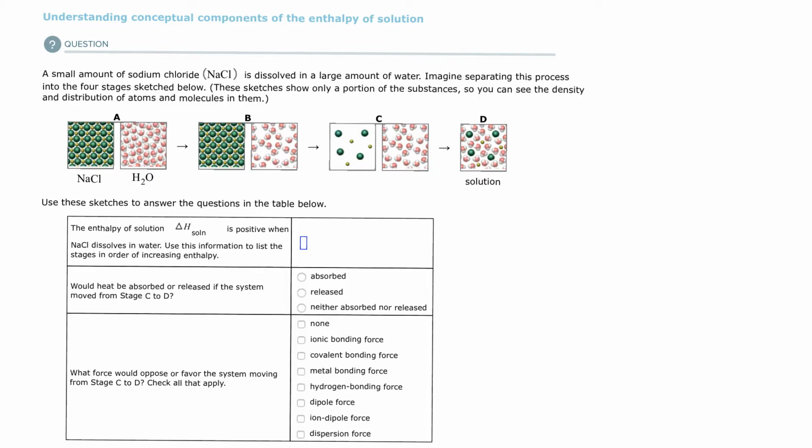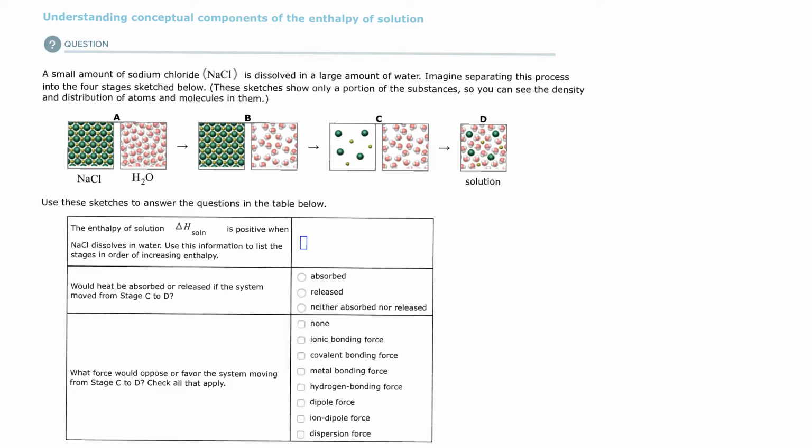Now look at C. In C, you've had to take the salt and move it away from itself. Remember, the sodium is positive and the chlorine is negative. The sodium is the yellow dots and the chlorine is the big green dots. They are attracted to each other. They're ions, so it's almost like two magnets, and you're having to pull those magnets apart. So you have to add energy to do that. You're going to add energy to separate the salt.